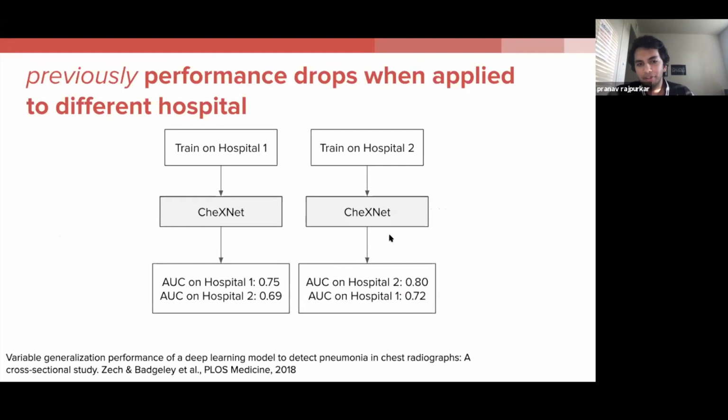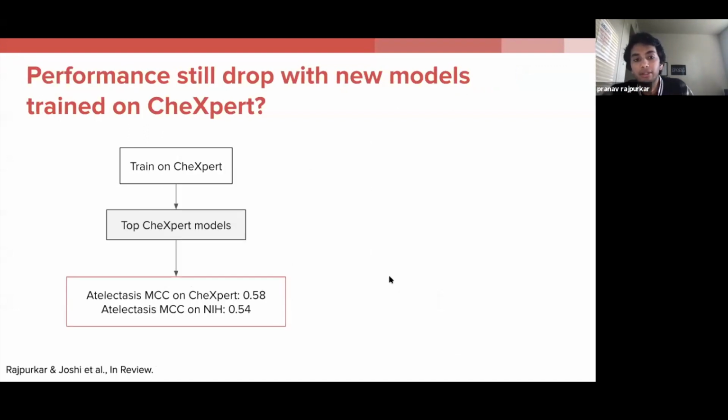So I want to come back to a previous point. I had talked about how we had seen this paper that had showed this decrease in performance when you move to hospitals. And we had thought if we just created a better data set, we'd be able to solve this problem. So now we did create a better data set. Did we solve this problem?